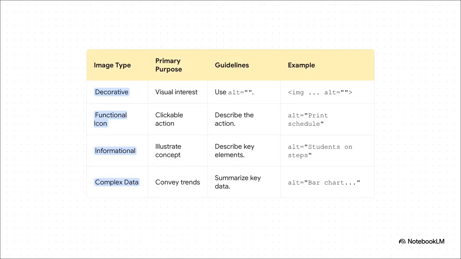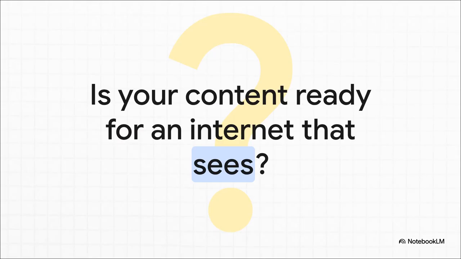Okay, so to wrap this all up in a neat little bow, let's look at a super practical checklist. The most important thing to remember is that your alt text depends entirely on the image's purpose. So for a purely decorative image like a little swoosh on the page, you actually use an empty alt tag so screen readers just ignore it. But for an icon you can click on, you describe the action, like print the event schedule, not just printer icon. For a regular informational photo, you describe what's happening. And for something complex like a chart or graph, you don't describe the chart itself, you summarize the key insight, the main takeaway. And that really brings us to the final big idea to leave you with.